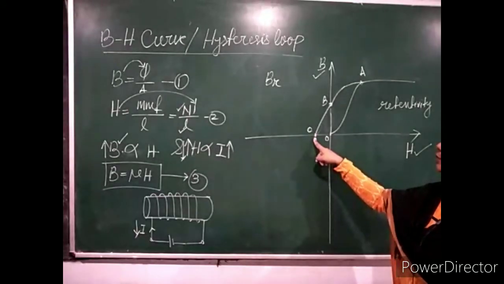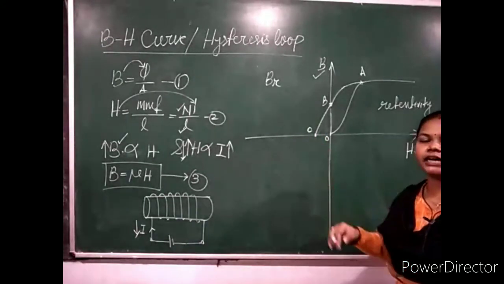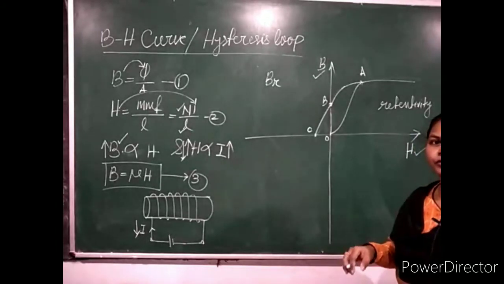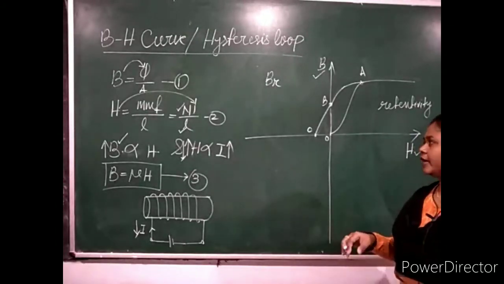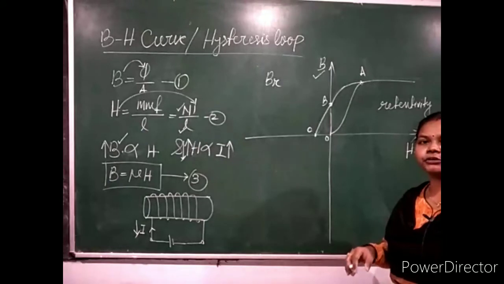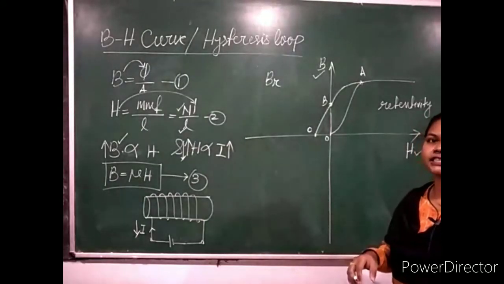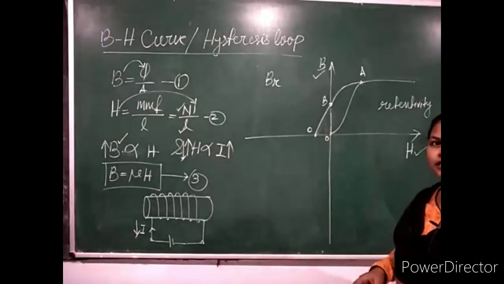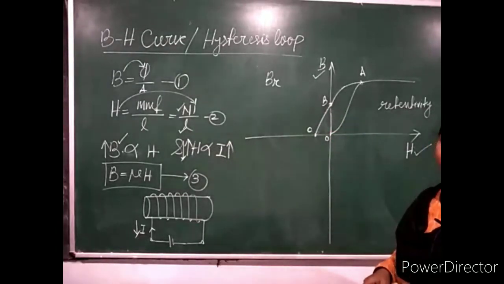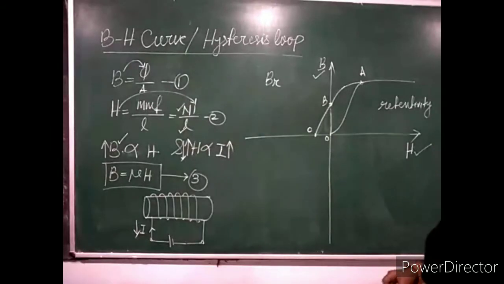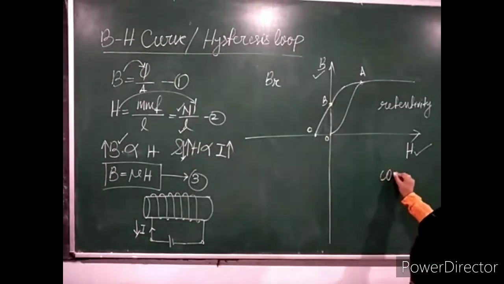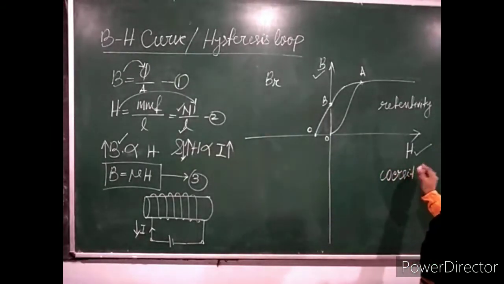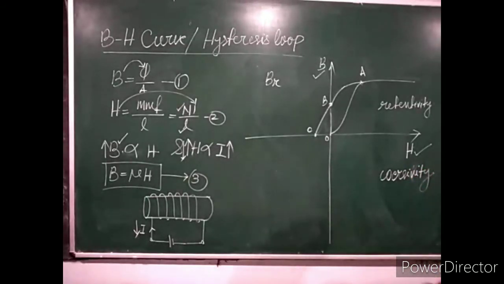And the property of the magnetic material which has the capability to produce the flux to reduce this loss, the hysteresis loss, is called the coercivity of the magnetic material.